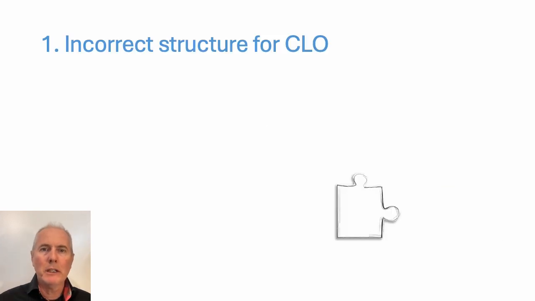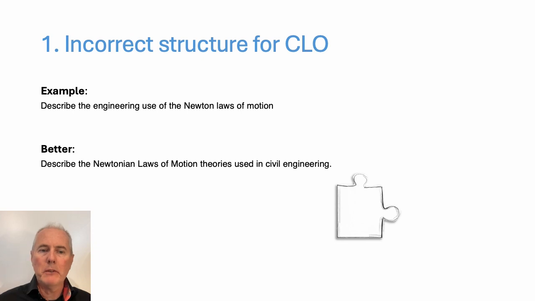Number 1, incorrect structure for the CLO. Here's an example. Describe the engineering use of the Newton laws of motion. A better example is to describe the Newtonian laws of motion used in civil engineering.